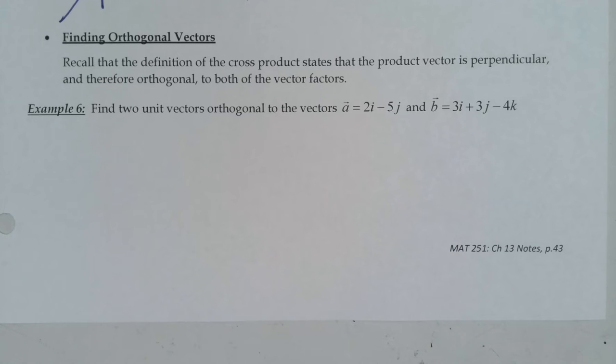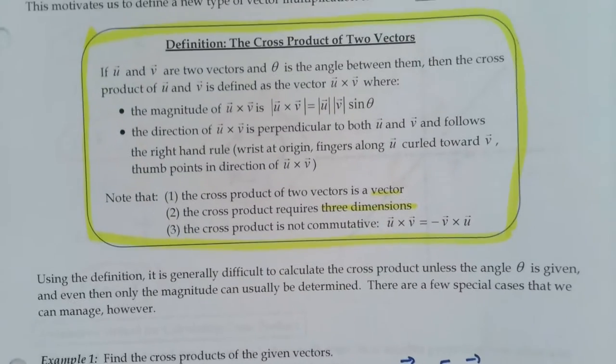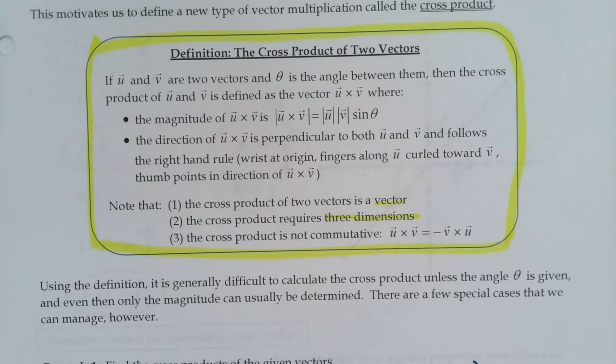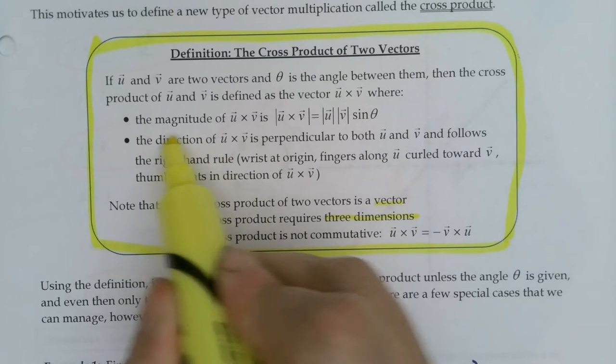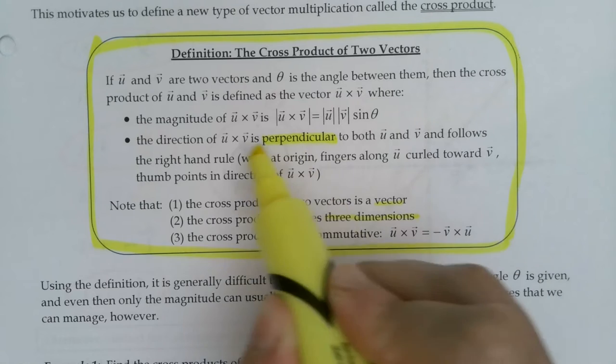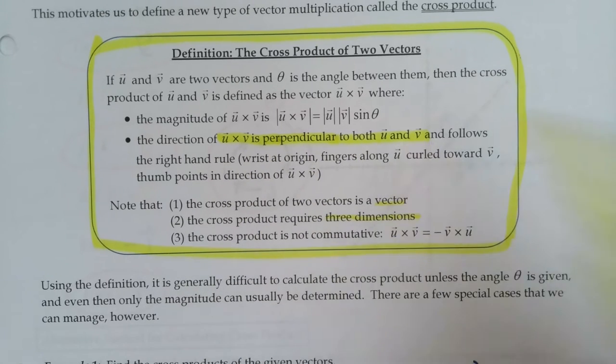There's one last application to take careful note of before we're done with cross products, and that is the bit about orthogonal vectors. Recall that the definition of the cross product states that the product vector is perpendicular, and therefore orthogonal, to both of the vector factors. Let me remind you of the definition. You'll notice u cross v is perpendicular to both u and v.